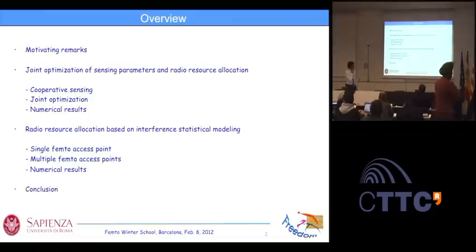In the first part, I'm going to talk about joint optimization of sensing parameters like sensing time, cooperative sensing, detection thresholds, and so on, and radio resource allocation. I will try to show that tackling these two problems, sensing and radio resource allocation, in a joint manner gives you considerable advantages.